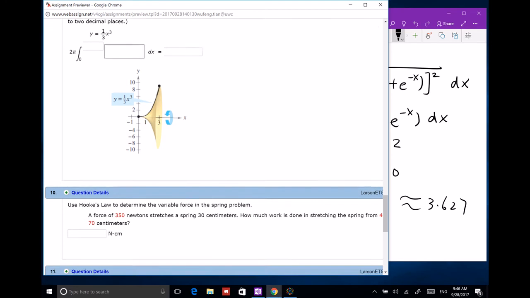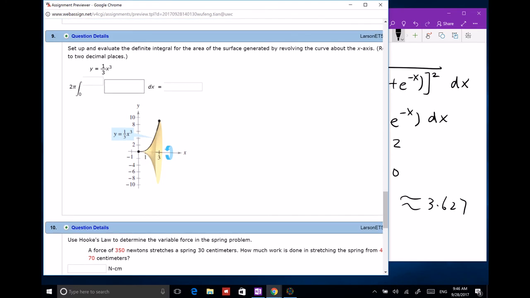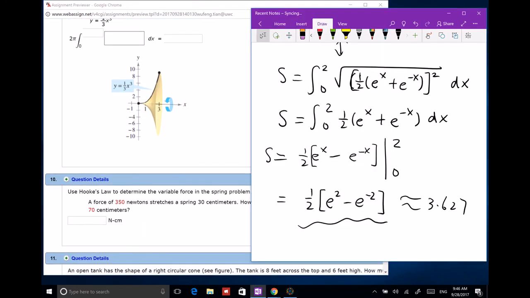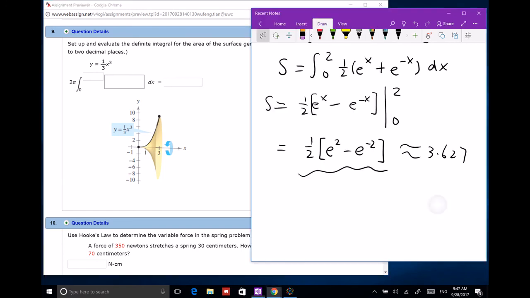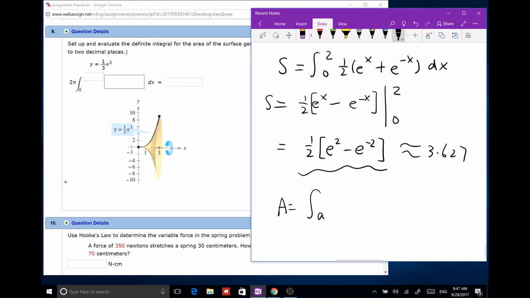So number 9. We don't have too much time. Number 9, I think you should be able to do that. Set up a definite integral for the surface area. The surface area is from a to b, square root of, is pi, times 1 plus pi times r.